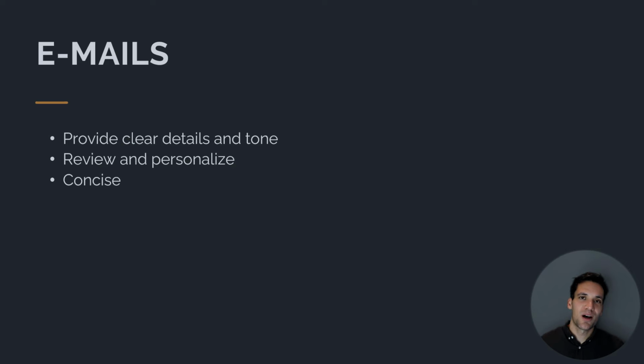Emails are such a big part of our lives these days. If we want ChatGPT to write effective emails, we just need to provide it clear details and tone. So we need to tell it exactly what we want it to say, but also the tone we want it to say it in. We want to review the email and personalize it as required, but also keep it concise. Now, ChatGPT has a tendency to be overly wordy and explain things in complicated ways. So make sure you always prompt it to be concise with how it writes.